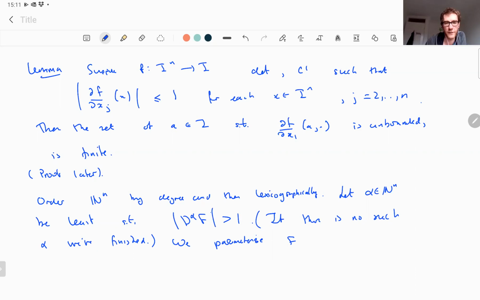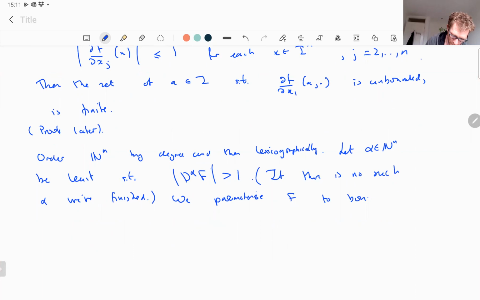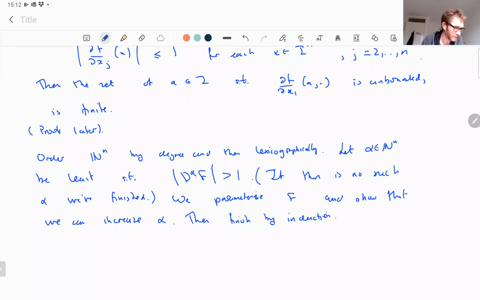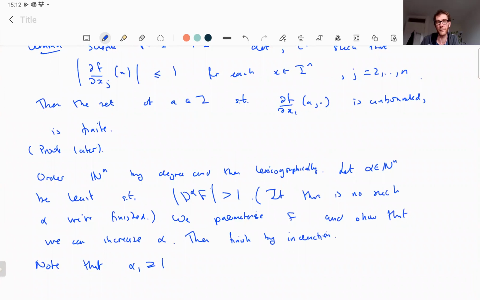And then we continue inductively. We reparameterize f to bound D^alpha f, and show that the reparameterized version has increased alpha. And then we can finish by induction. Okay, so we've got this alpha here with this derivative bigger than one. First note that this alpha is a multi-index in N^n, and its first coordinate has to be at least one, because the derivatives just with respect to x_2 up to x_n are already okay.